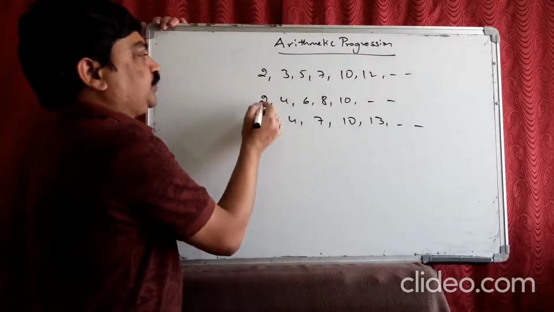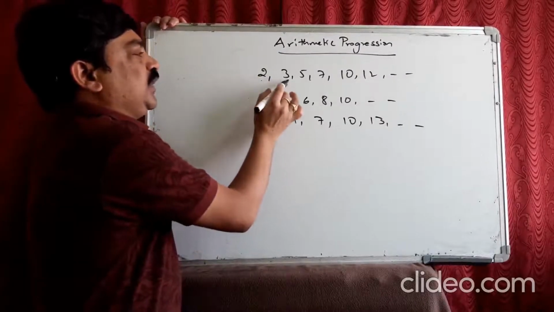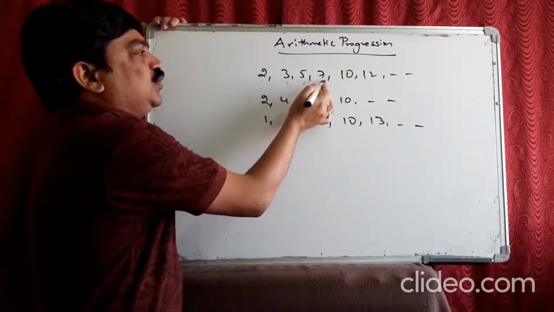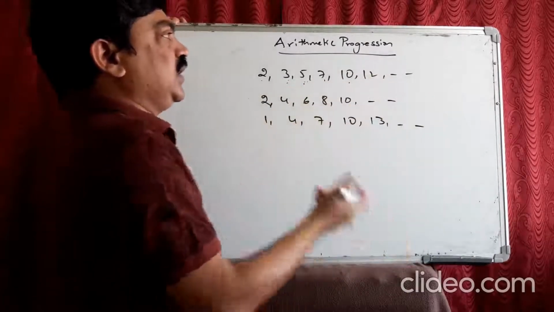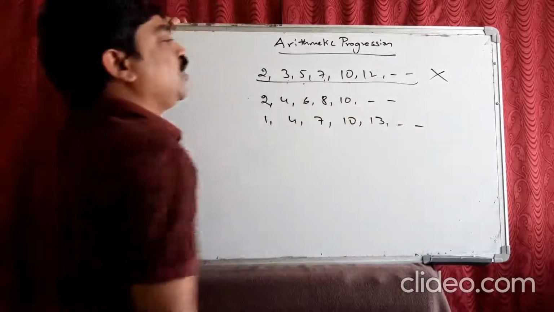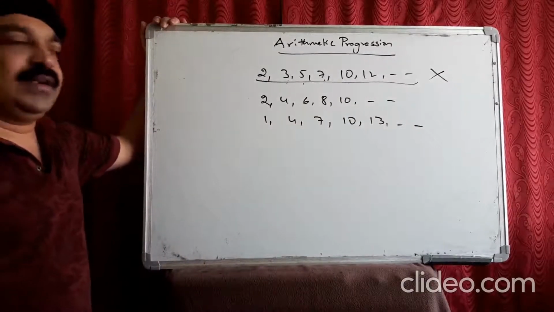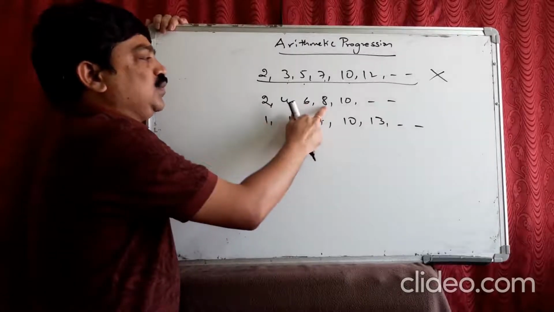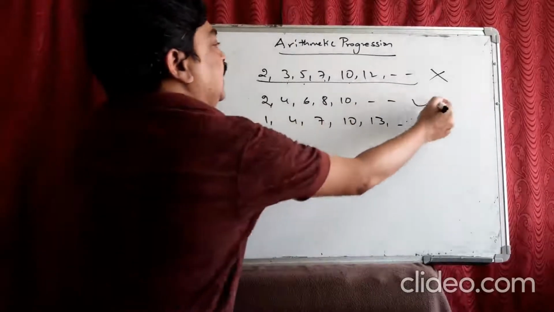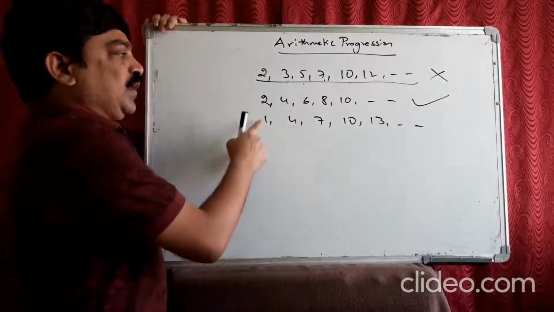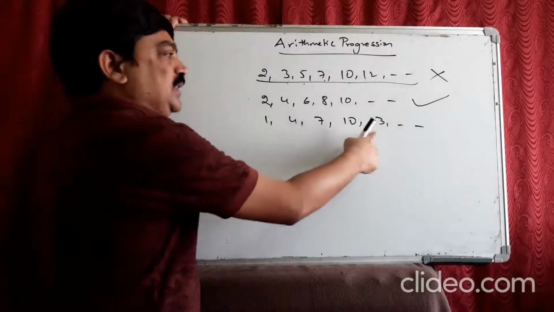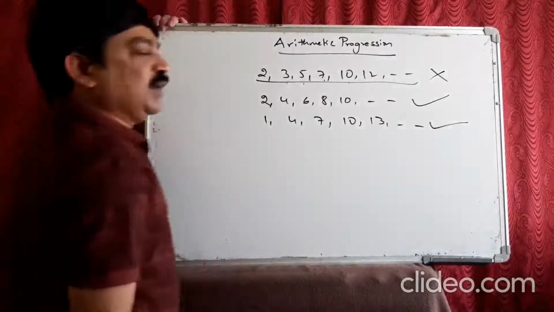Like here 2, we get 3 by adding 1, but we get 5 by adding 2, by adding 3, again 2. What is this? There is no particular rule. It is not in arithmetic progression. Here, see 2 plus 2 is 4, plus 2 is 6, plus 2 is 8, plus 2 is 10. So it is forming arithmetic progression. 1 plus 3 is 4, plus 3 is 7, plus 3 is 10, plus 3 is 13. So this is also in arithmetic progression.